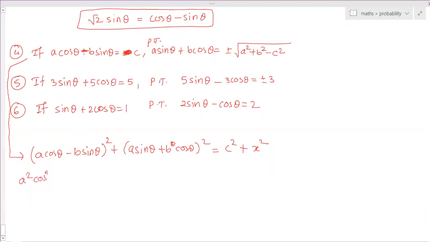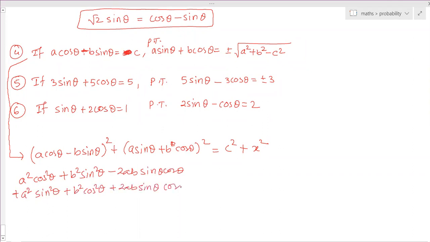A square cos square theta plus b square sin square theta minus 2ab sin theta cos theta plus a square sin square theta plus b square cos square theta plus 2ab sin theta cos theta, that is equal to c square plus x square. So this and this cancel.